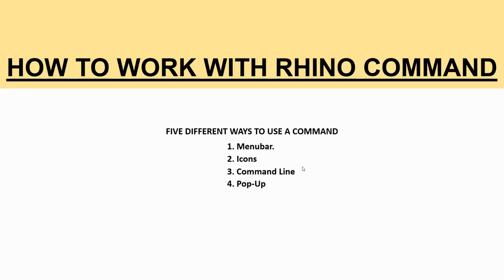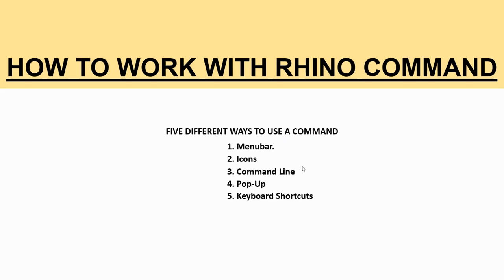The fourth option is the pop-up. You can use your middle mouse button to select the command or the tool you want to use in Rhino. This is one option. The last but not least is the keyboard option. You can use keyboard shortcuts for creating a drawing, surface or model in Rhino. So these are 5 different ways to use a command.